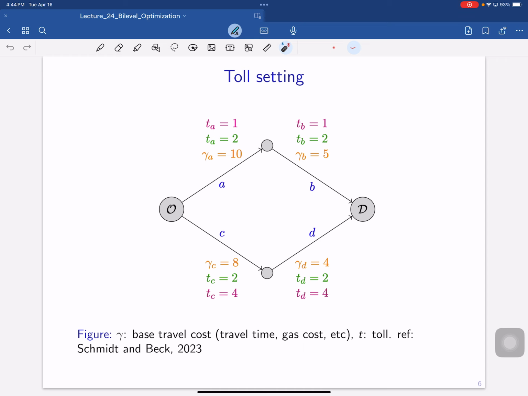So let's assume all the travelers travel from this starting point to the destination here. For this particular toy problem, there are two routes to travel from O to D, right? So AB is one route, CD is one route. If you travel through these two routes, the cost can be different. So let's assume those gamma variables, gamma A, gamma B, are the costs without the tolls.